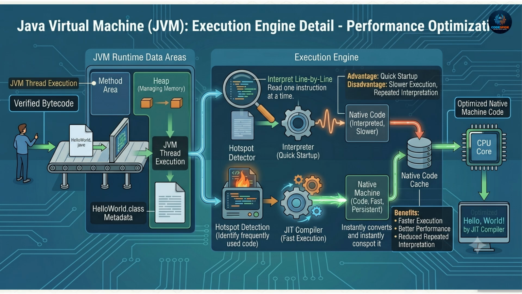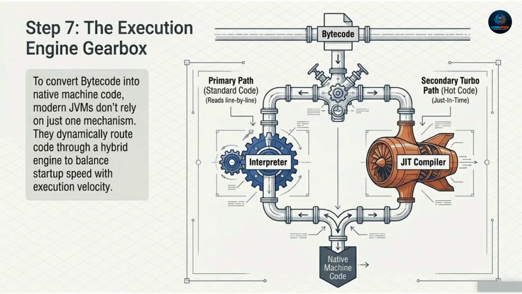The benefits are faster execution, better performance, and reduced repeated interpretation. Modern Java applications heavily depend on the JIT compiler. If we want to develop any modern application in Java, it depends on the JIT compiler by default. So these are the main principles of the major execution process inside the JVM.